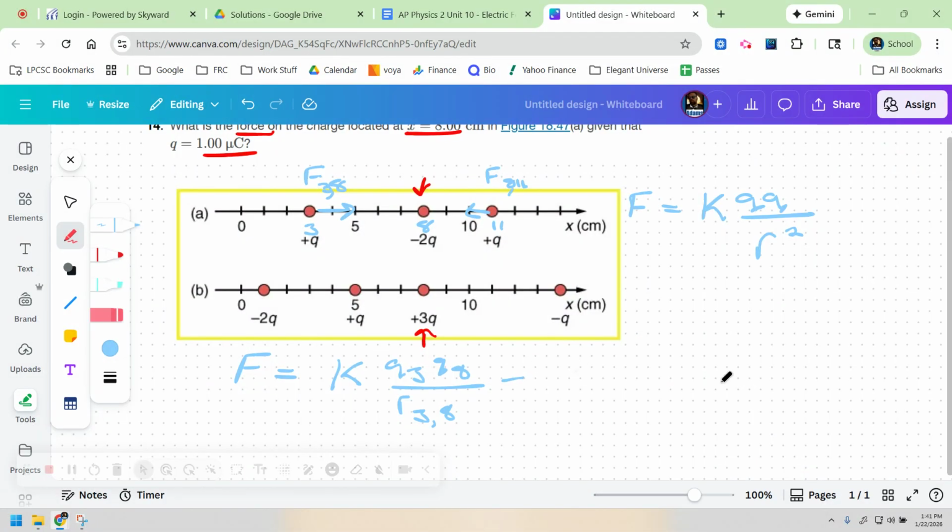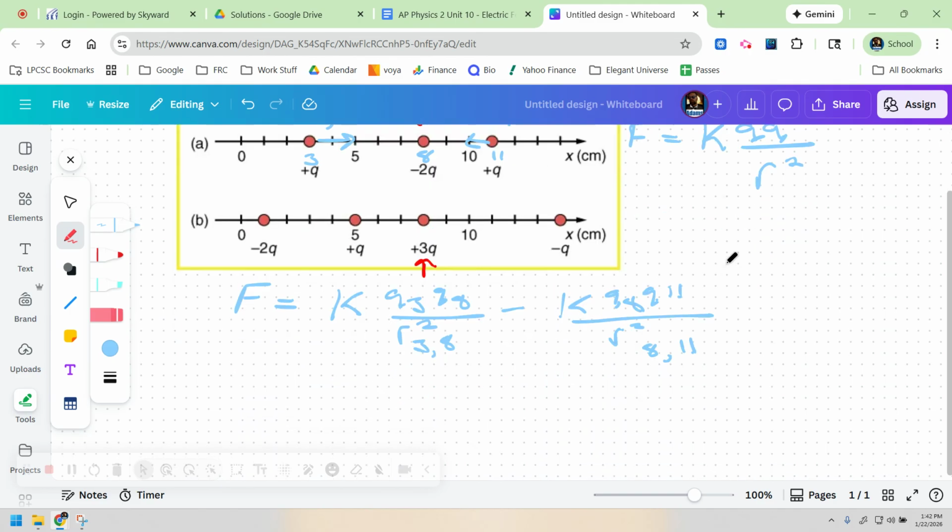And then minus, right, because there's an attractive force. It would be minus K, Q8, Q11, all over the radius squared. I forgot to square this. Between 8 and 11. Okay? You guys with me so far on that? Okay.